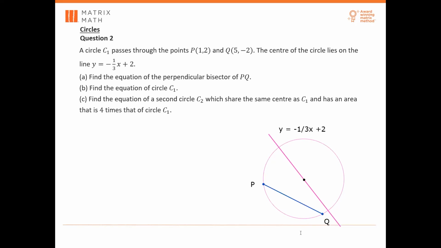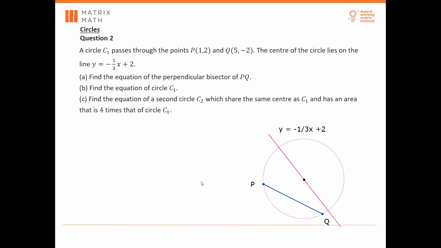Okay. So the rule states that the perpendicular bisector of any 2 points on the circle will definitely pass through the center of the circle. Okay. So in part A, they want you to find the equation of the perpendicular bisector of PQ, right? So perpendicular bisector. Bisector means it cuts right in the middle. Okay.